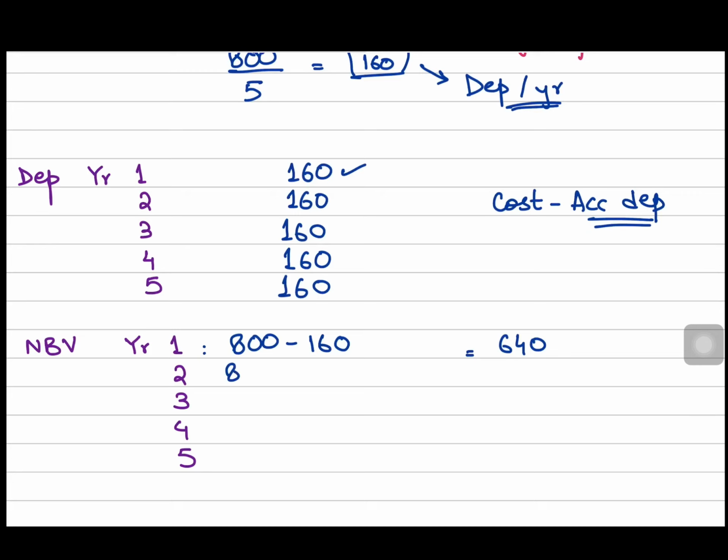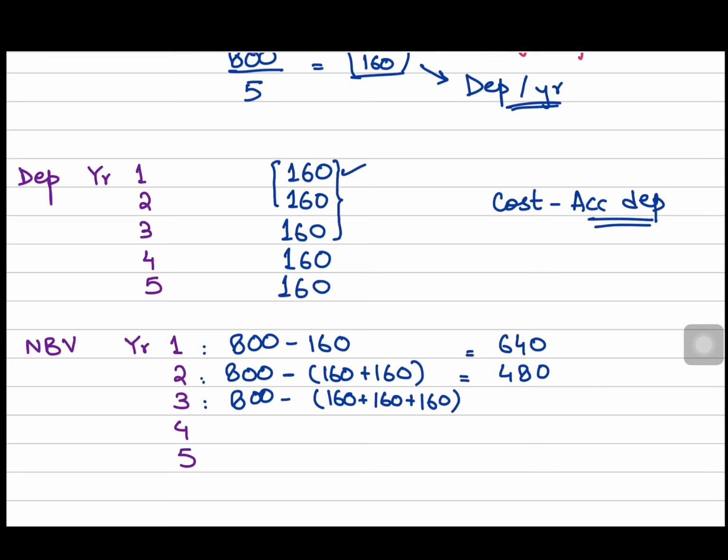Now standing in year 2, we have to subtract two depreciations, 160 and 160. So that is 800 less 160 plus 160, that is 320. So that would be 480, right? Now we are done with 2 years. In year 3 again 800 less 160 plus 160 plus 160 for 3 years, and that would be 480.